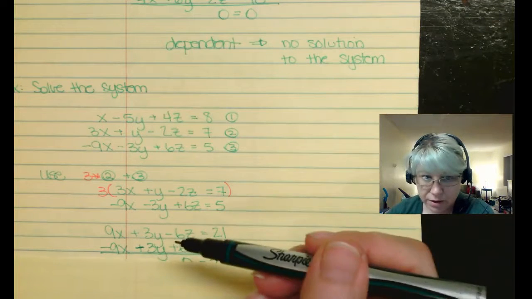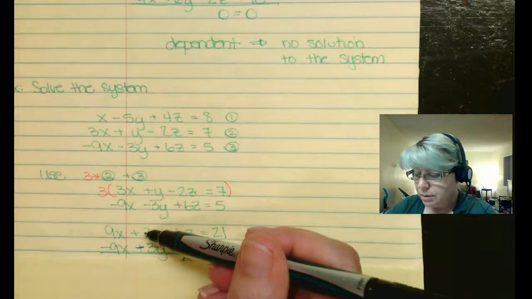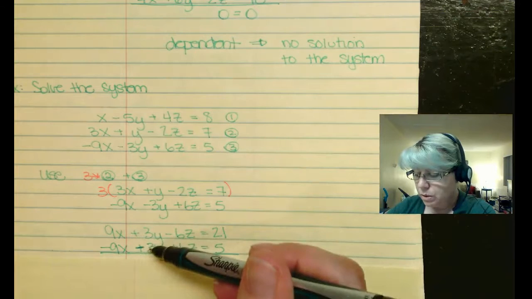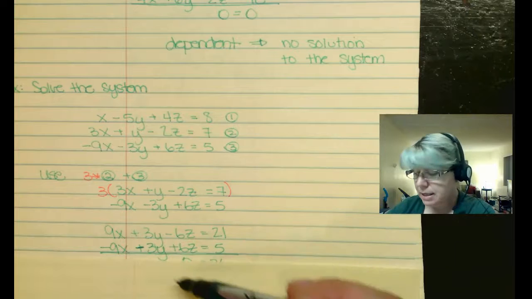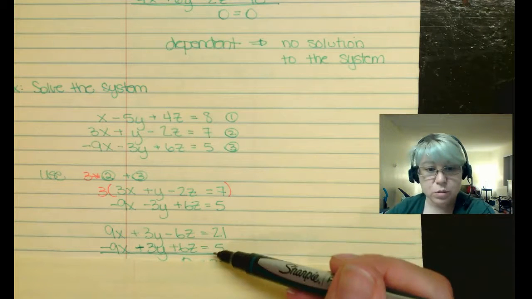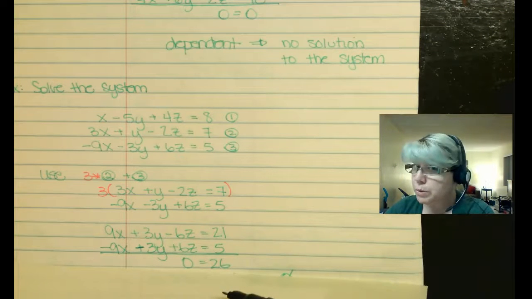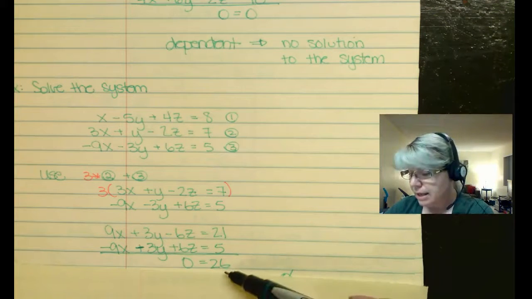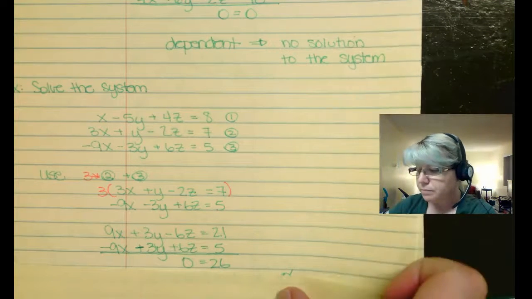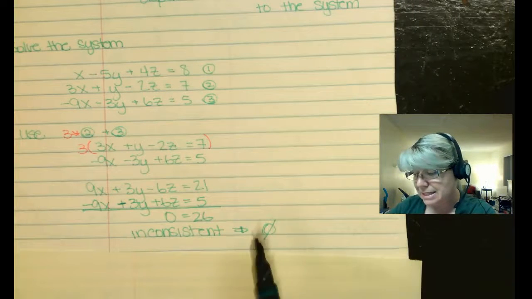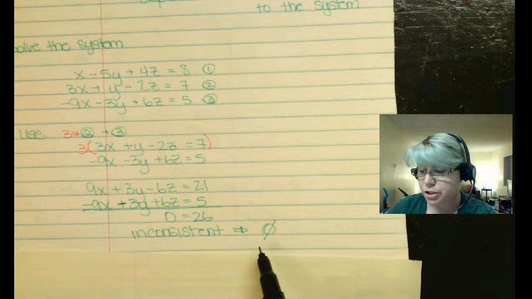Let's add them together. 9x minus 9x is 0. Plus 3y minus 3y is 0. Minus 6z plus 6z is 0. 21 plus 5 is 26. 0 will never equal 26. Therefore, the system is inconsistent and the solution is the null set. We will never have a solution.